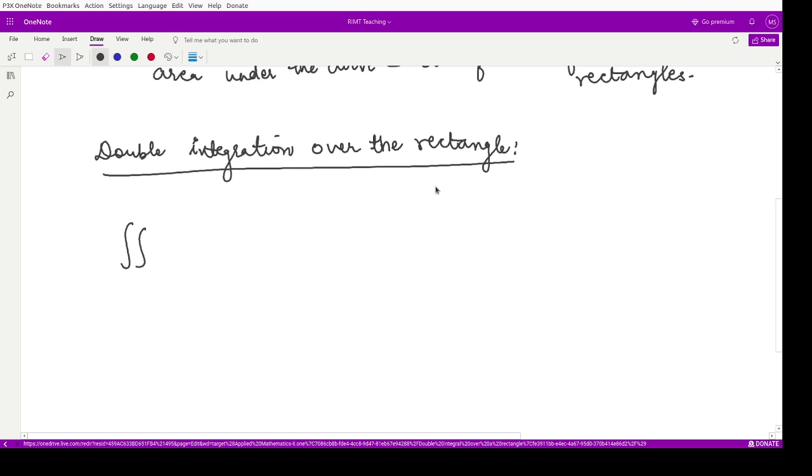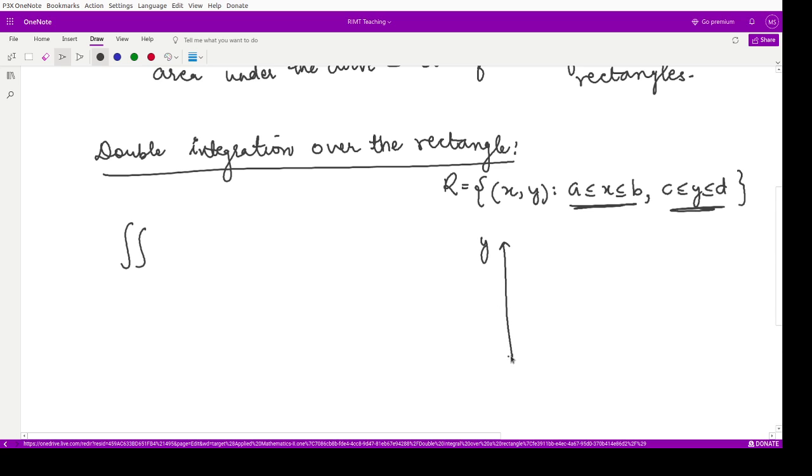Say what is your rectangle? Suppose your rectangle R is defined by this set consisting of all the points x and y, such that x lies between a and b, and y lies between c and d. So here you have two limits instead of just one. So this is your region. Say this is your y-axis and this is your x-axis. Here is the point A, here is the point B, here is the point C, and here is the point D. So your region would be something like this. So this is the given rectangle, and over this particular region you are to calculate the integration, right?